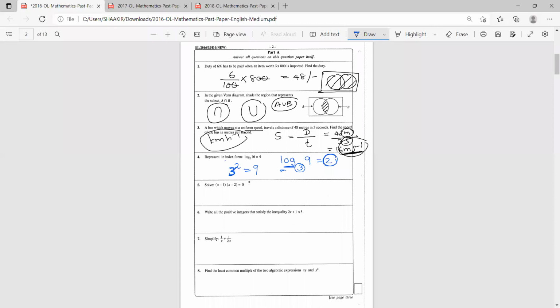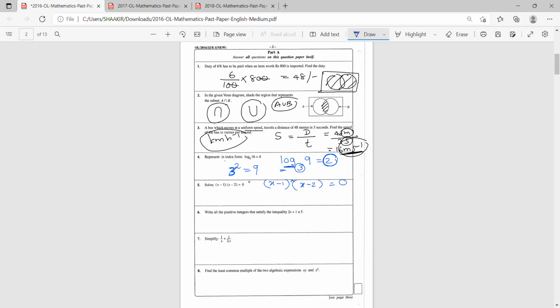Now children, you might have already done so many questions in this. Here they are mentioning x minus 1. This is one group, a binomial in a bracket, and multiplied by x minus 2. So here it's a multiplication. When you multiply these two, they are saying the answer is equal to 0.